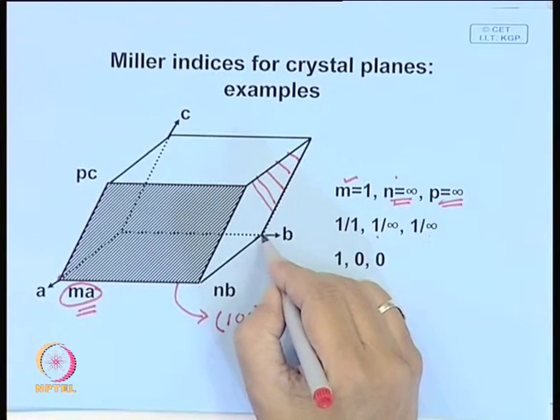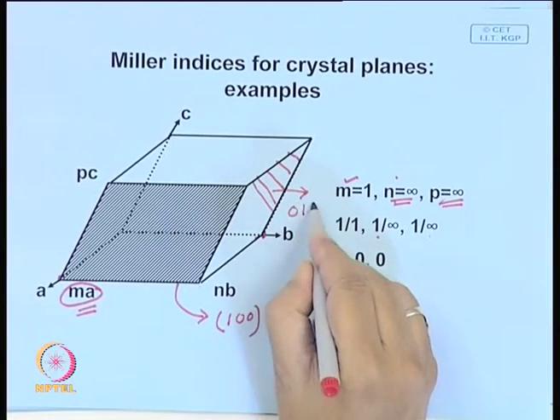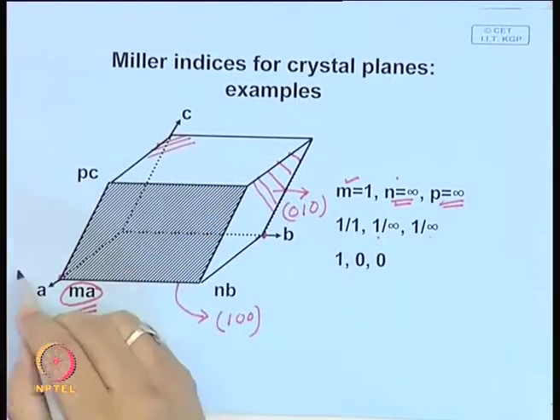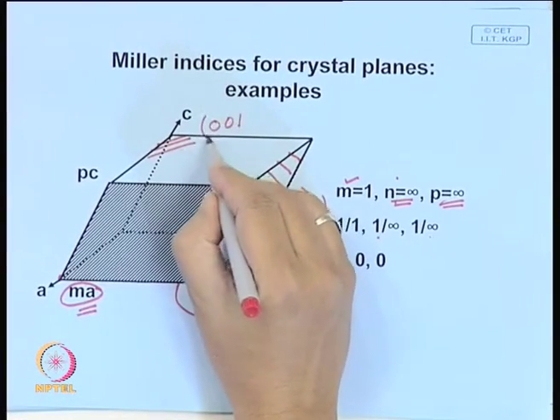Similarly, this intersects only B. So, we say that this is 0, 1, 0. This plane intersects only C. This is 0, 0, 1.